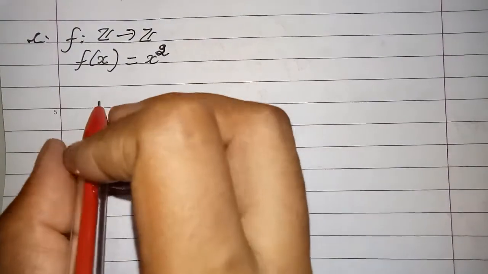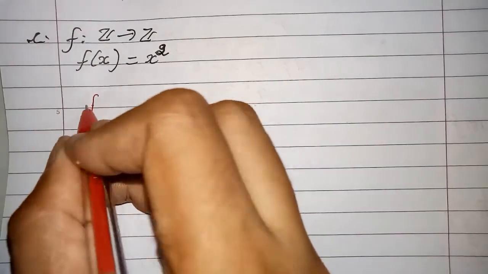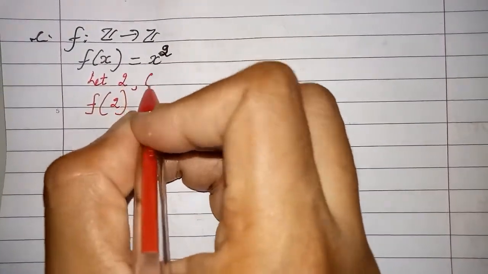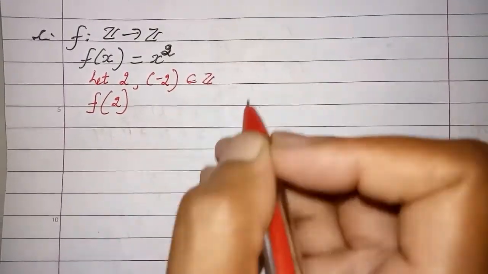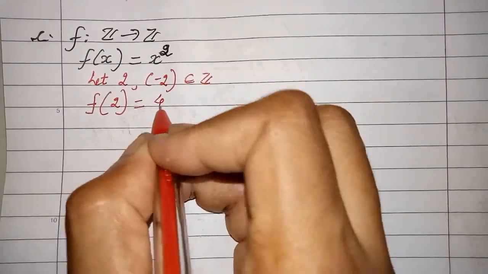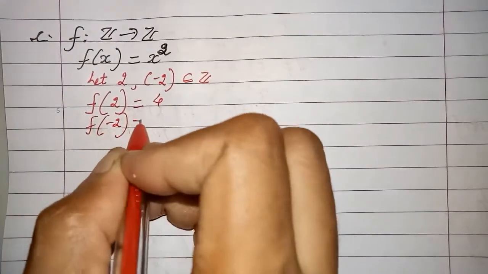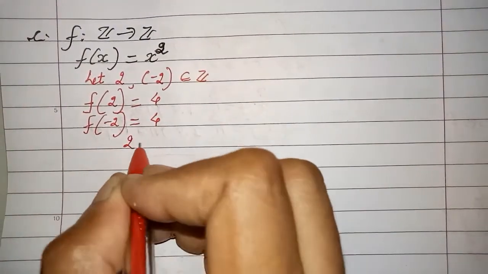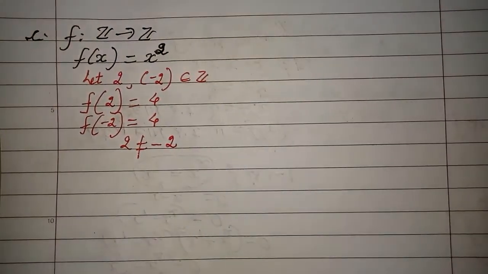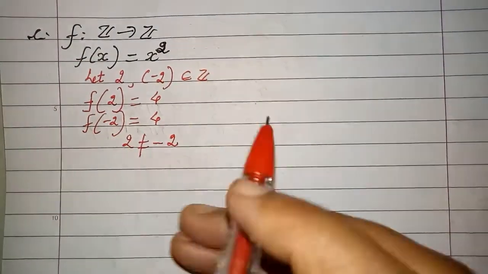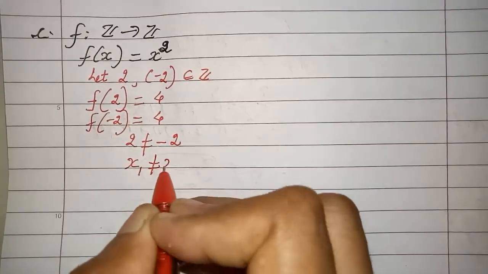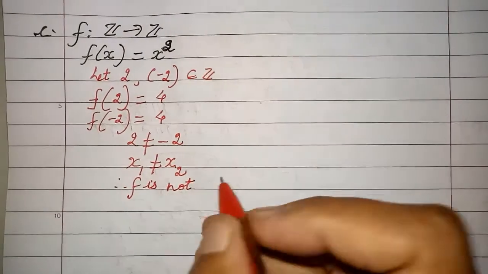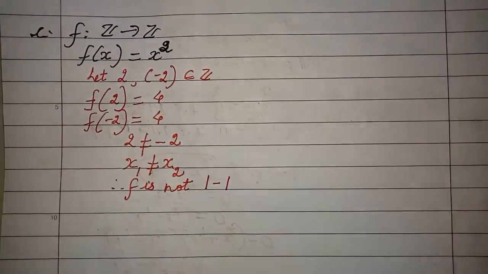For example, what I mean is, children, if I am going to take f of 2, let me start with 2 and minus 2 from my domain. What will be f of 2? F of 2 is going to be 2 square, that is 4. Similarly, f of minus 2 is going to be minus 2 square, that is also 4. That means same images, but what happens? 2 is not equal to minus 2. Right? So I started with f of x1 equal to f of x2, but my x1 is not coming to be the same as x2. So what will happen? Therefore, my function is not injective, or it is not 1-1.